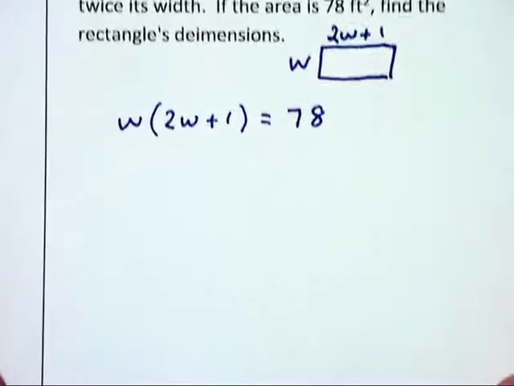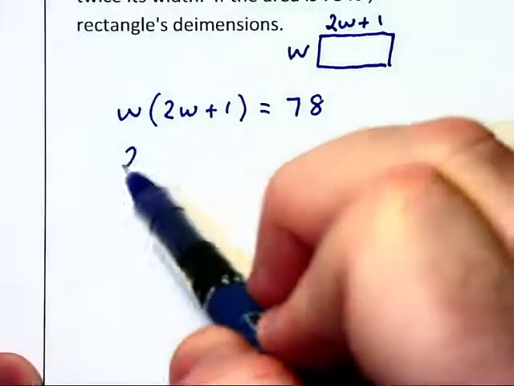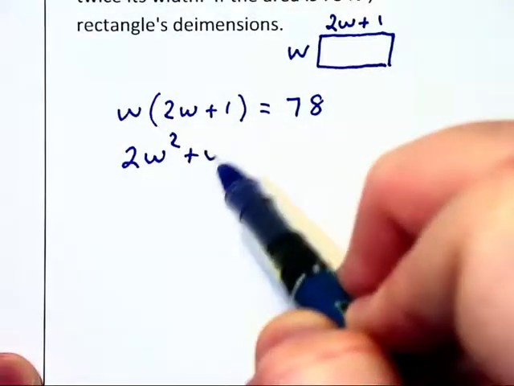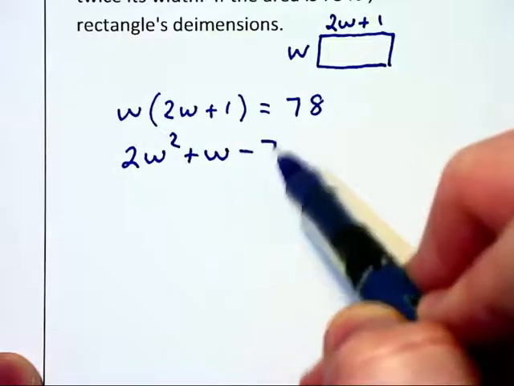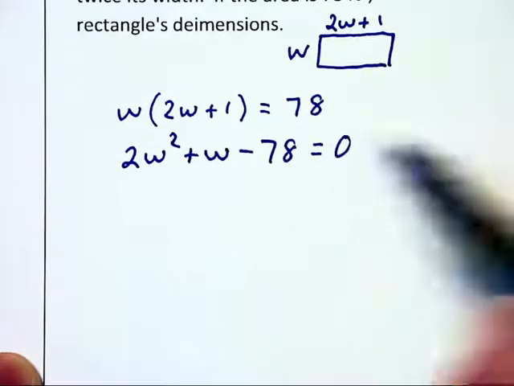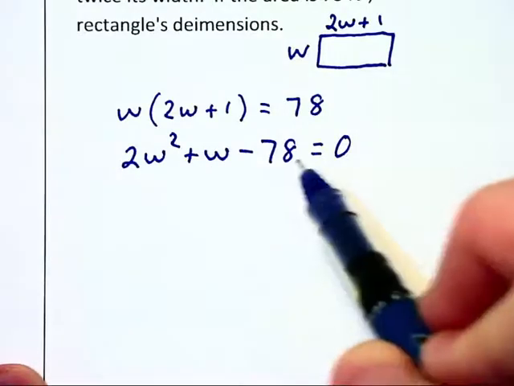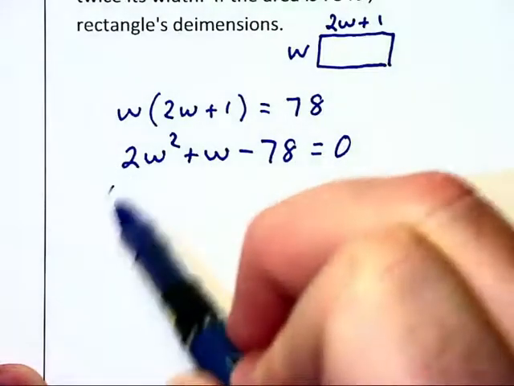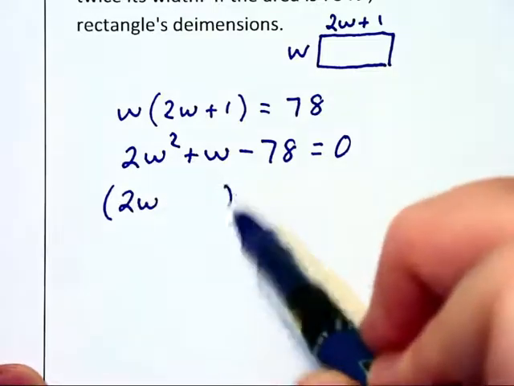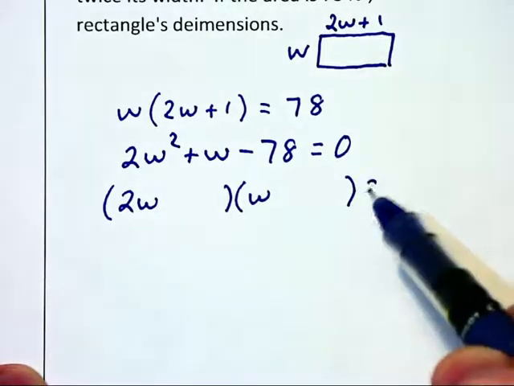Sounds like we have our equation here. Do the distribution, 2W squared plus W. I might as well subtract the 78 from each side now, and it looks like it's time to factor. 2 does not go into all three terms, but 2 is a prime number, so I know I'm going to have a 2W and a 1W.